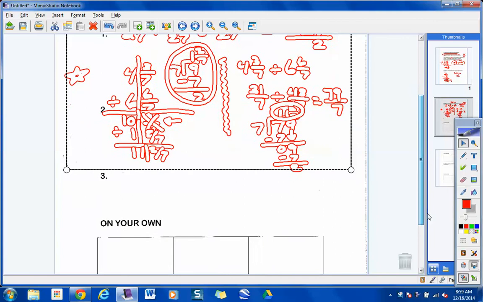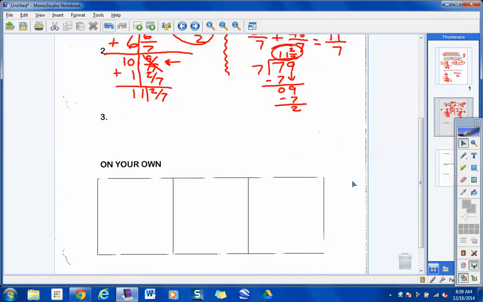All right, let's try another one. Let's try this one. Let's go. Ooh, I like this one. This one here almost forces your hand. We're going to make this a subtraction problem. 11 and 3/10 minus 7 and 7/10. Okay, first of all, what operation is this? Subtraction, all right? This one here is a subtraction problem.